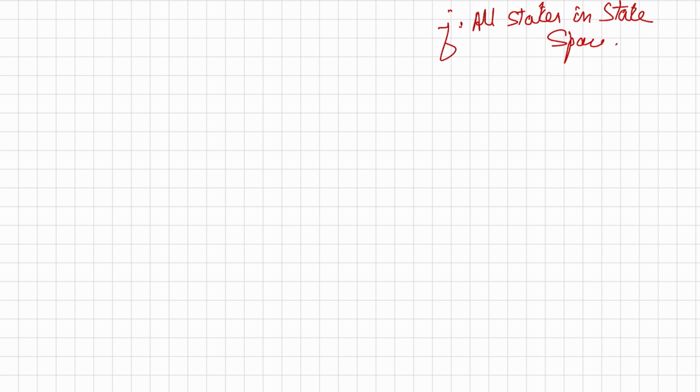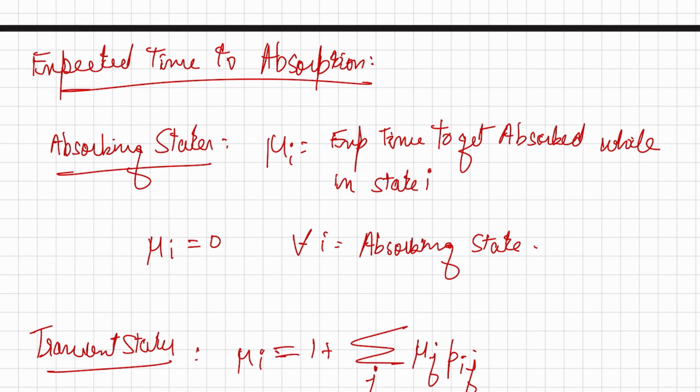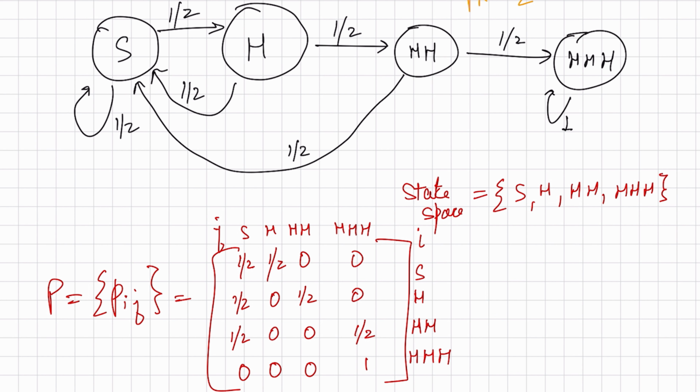Okay, so let's try to compute this. Now we know the transient states, represented by TS, are S, H, HH, right? These are the only states that are transient. Because if you see here in the graph, or in the state space, S is here, H is here, HH is here, and these states are fine. But HHH is where you see no outgoing arrows and everything just points to itself with probability 1. That's an absorbing state.